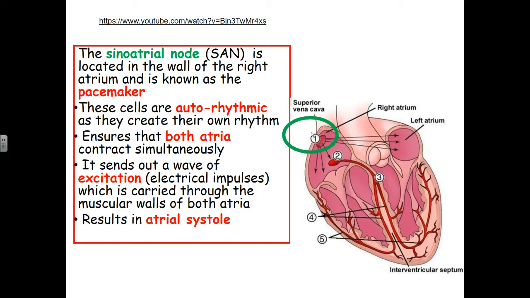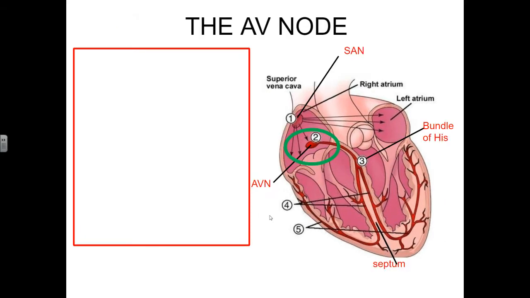So the sinoatrial node ensures that both atria will contract simultaneously, and it then sends a wave of excitation down to the middle of the heart and round to the atrioventricular node to tell the ventricles to also contract at the same time. As we know before, when the atria contract together, it's known as atrial systole.